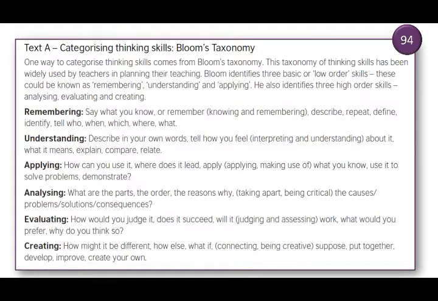Then applying. How can you use the information that you had, or try to use what you know? Do you hear me? You hear me well? Yes, we hear you. Okay, so try to use what you know to solve the problem. So these are the lower order thinking skills: remembering, understanding, and applying.